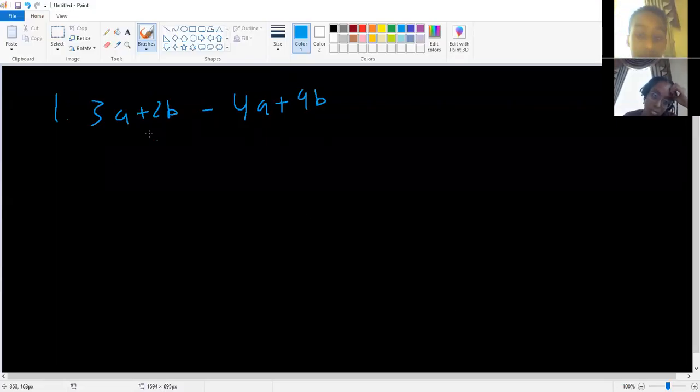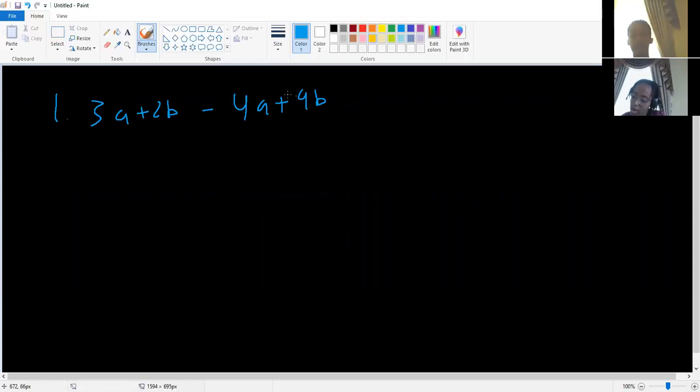Okay. So this is what we're given to simplify. The first step is to rearrange the equation to bring the like terms together. So like A, these are like terms. B, these are like terms. So we can rearrange the equation to bring the like terms together.